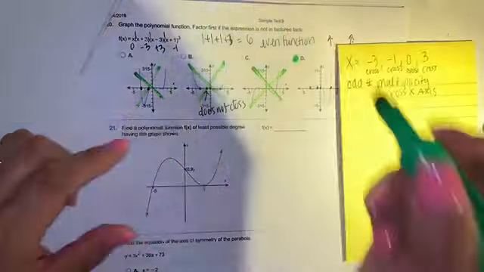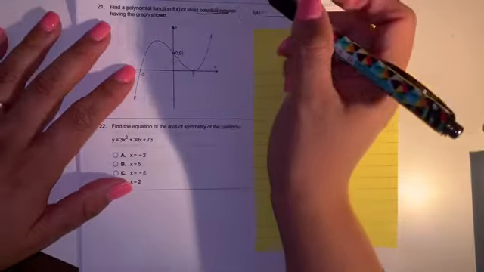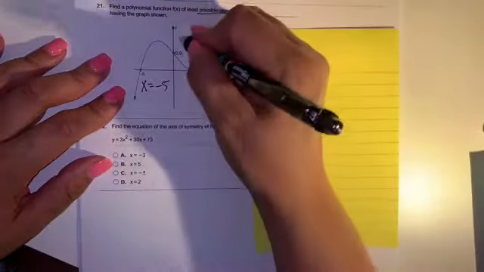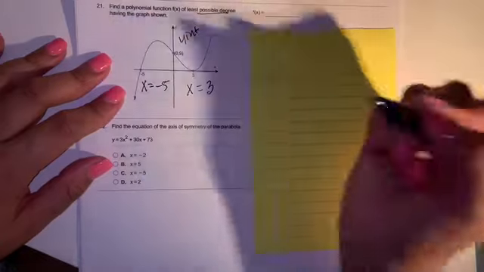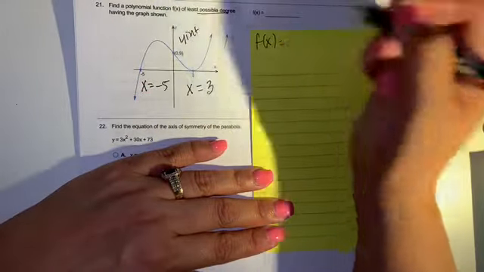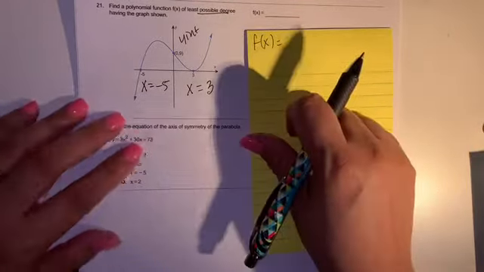Find a polynomial function of least possible degree having the graph shown. Okay, so this means that x equals -5. This is my y-intercept. And this means that x equals 3. So I have f of x, and then I have my polynomial I need to make.